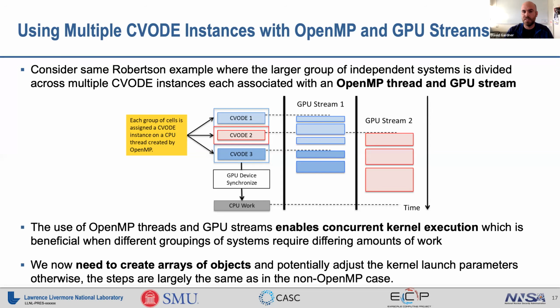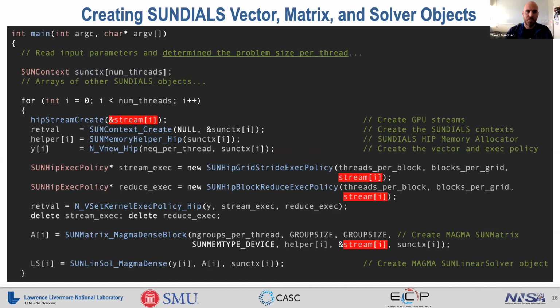You can similarly set this up with multiple streams to do multiple instances of CVODE operating concurrently to each other. In that case, we just need to create arrays of objects rather than just one object. So for example, I create an array of Sun contexts, an array of memory helpers, an array of vectors, right? And each of those is paired with some particular HIP stream. I set up execution policies that use those streams.